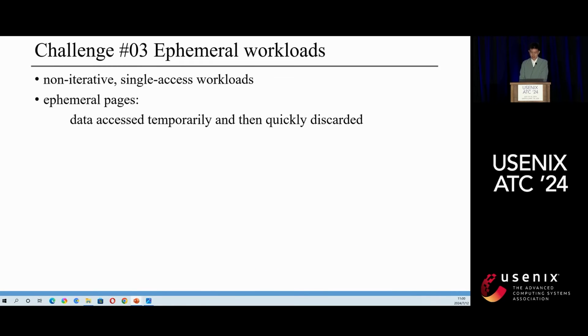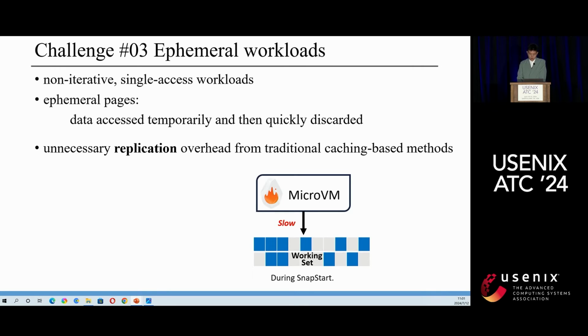The third challenge involves ephemeral workloads, especially non-iterative single-access workloads with many ephemeral pages. They are accessed once and quickly discarded. Traditional caching techniques on multi-tiered memory architecture cannot efficiently handle ephemeral pages, because unnecessary copies of these pages are cached into DRAM, leading to slower performance.